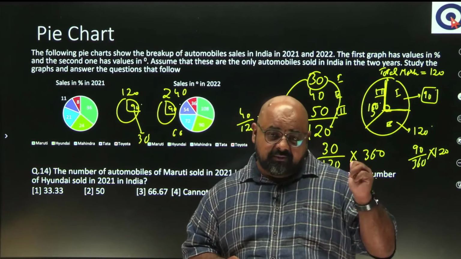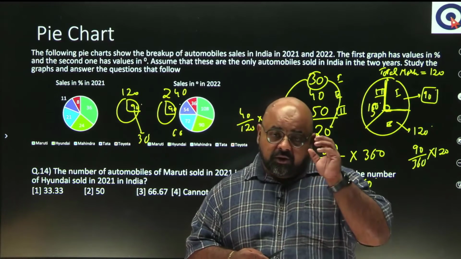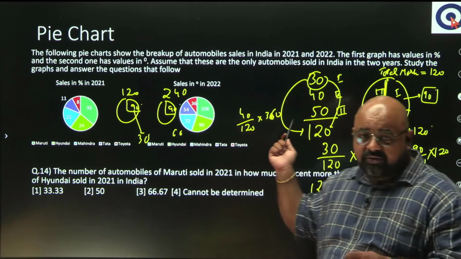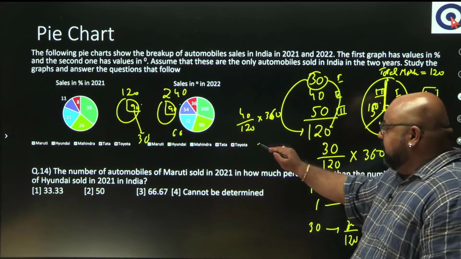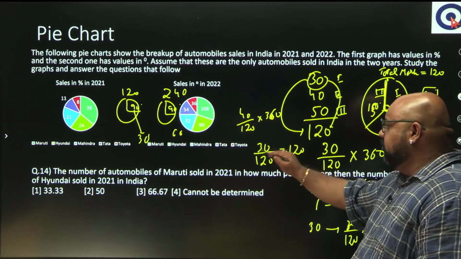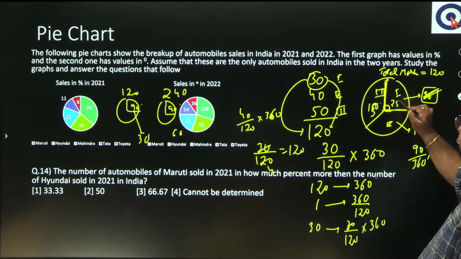The third way of writing these values is you give the percentage value. You will always draw the pie chart based on the angle values, but from there I can also write percentage values. That is to say, 30 out of 120 would be 25%. So instead of writing 90 degrees, I can write 25%.